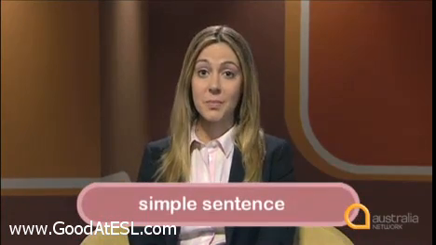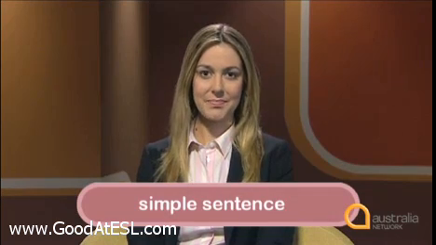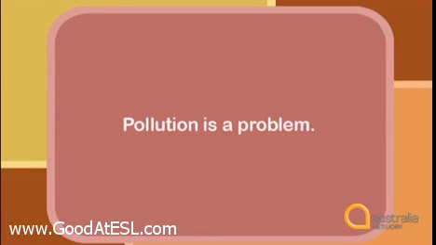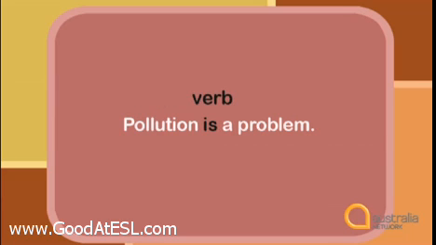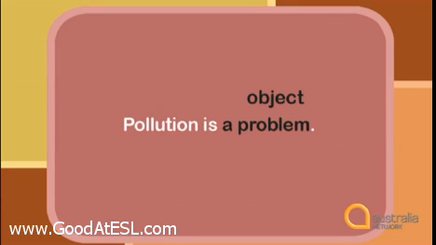There is a simple sentence, like this. Pollution is a problem. This example shows you the basic structure. A subject, pollution, a verb, is, and the object, a problem. A simple sentence can have more words than this.